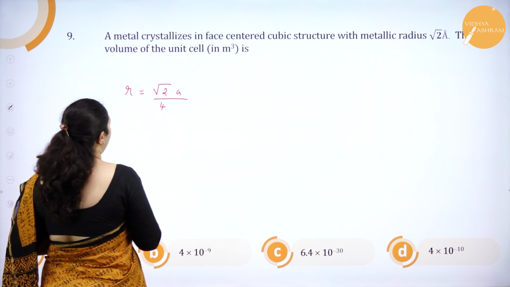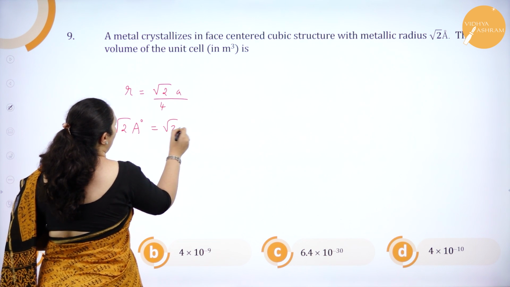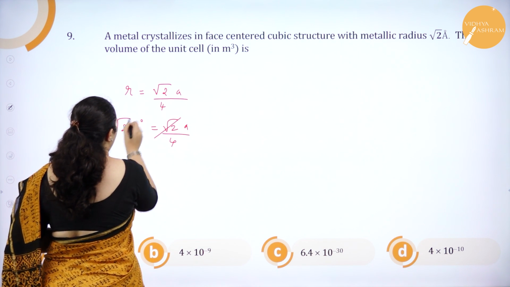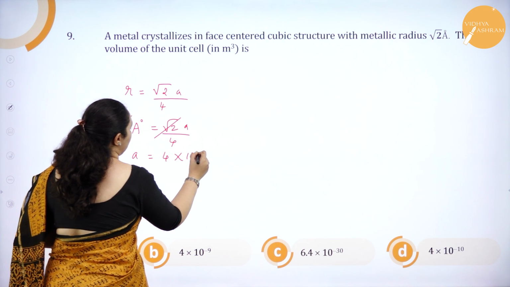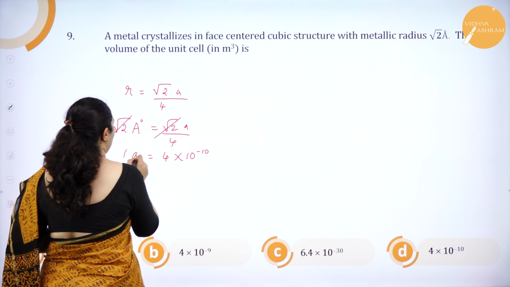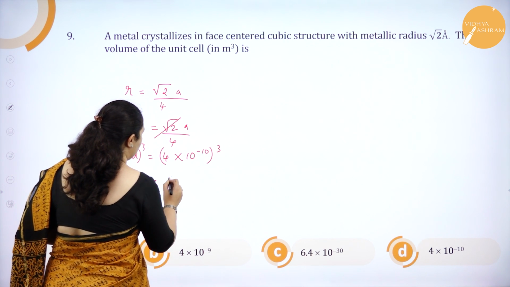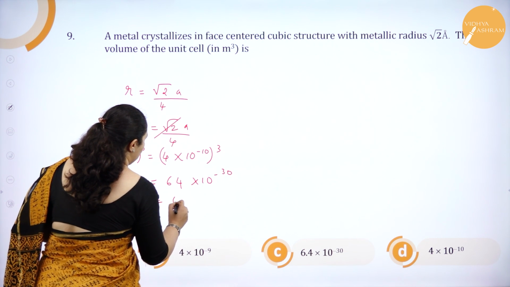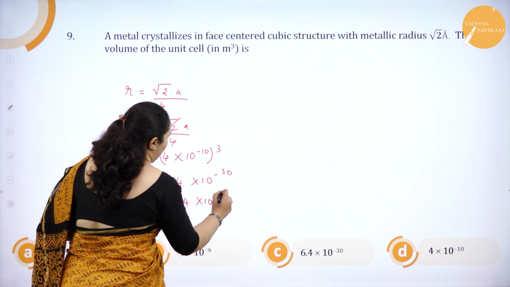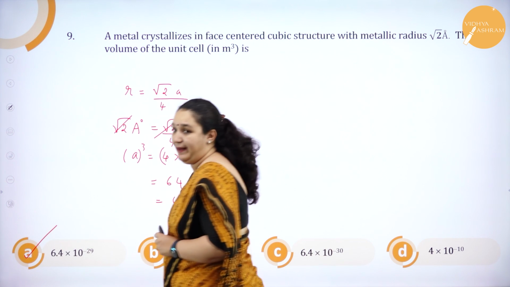So here r they have given radius, that is √2a0 is equal to √2a by 4. √2 and √2 get cancelled, so a is equal to 4 into angstrom, which is 10 to the power minus 10. You cube this, 4 4s are 16, 16 4s are 64 into 10 to the power minus 30, that is 6.4 into 10 to the power minus 29. So the option is option A.